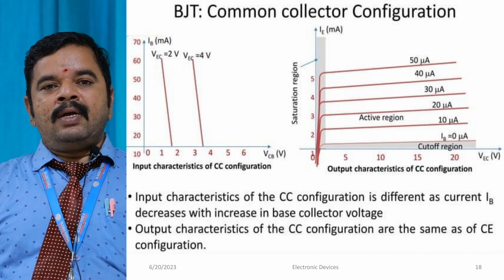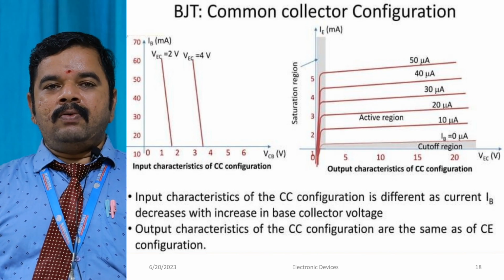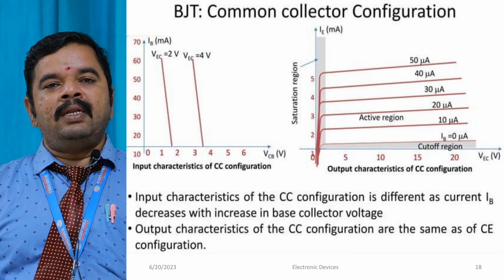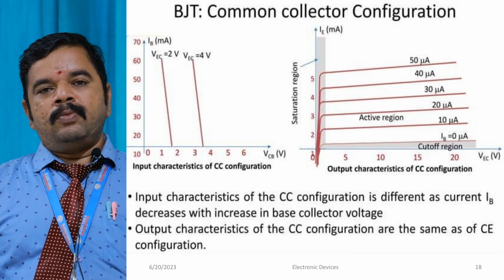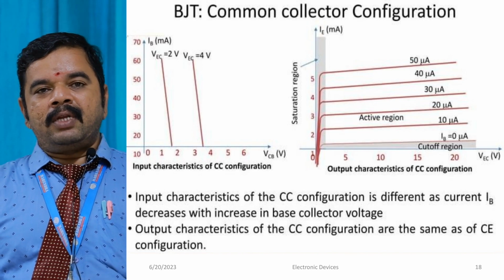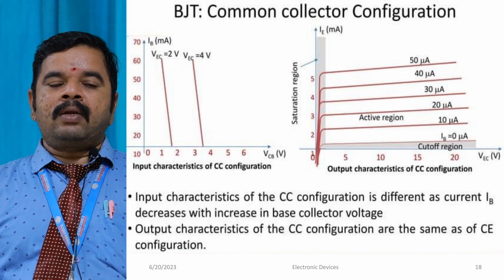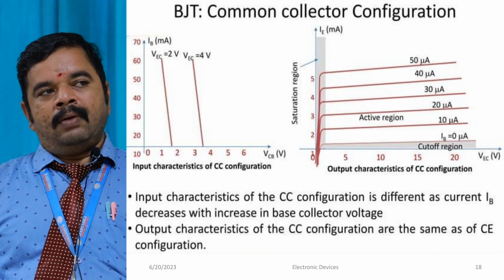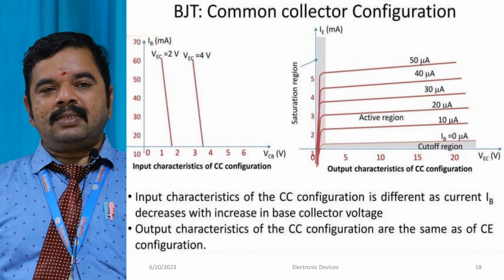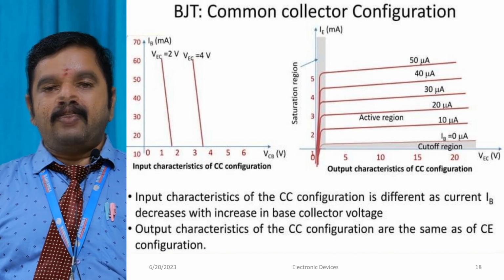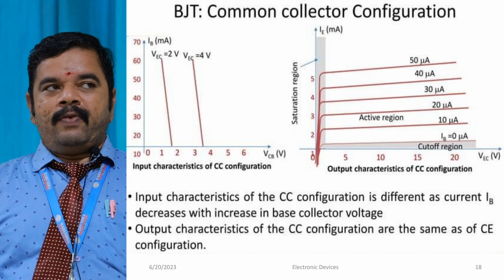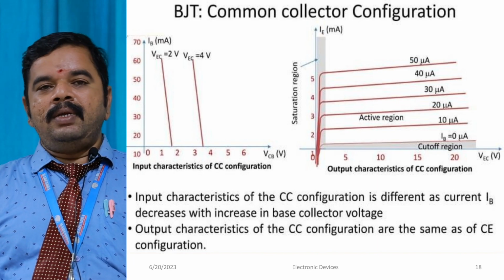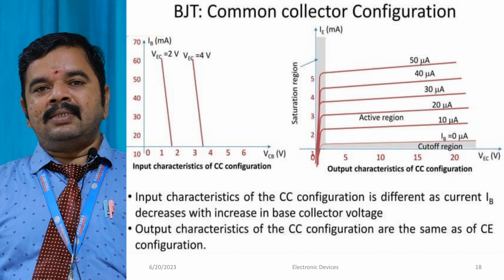But from the application point of view, we use the common collector configuration, which is also called the emitter follower. Why do we call it the emitter follower? In this common collector configuration the emitter is the output. Because the emitter is the output, we call the common collector configuration the emitter follower. Concluded over here.